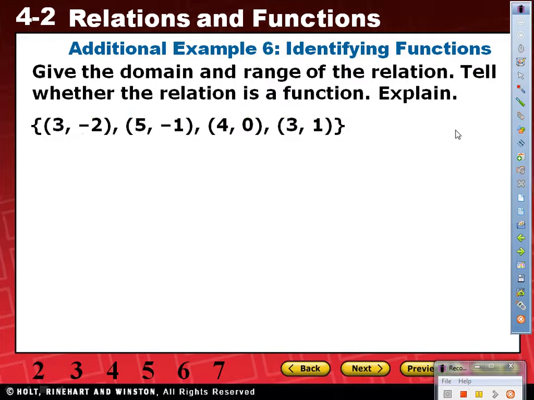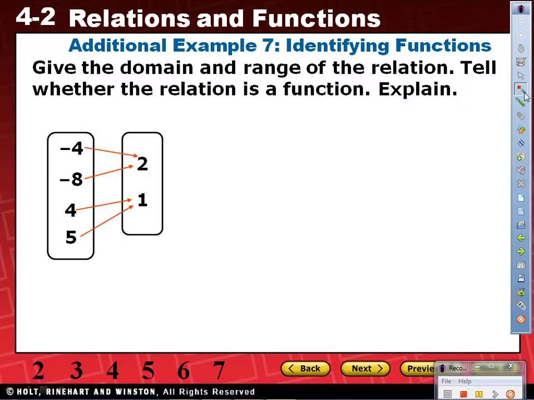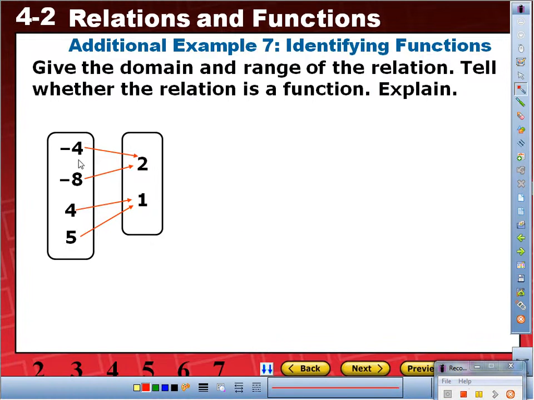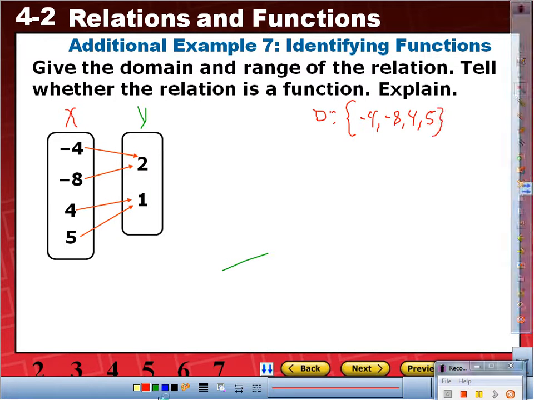Okay, let's go to the next one. Copy this next one, please. This is the x column. This is the y column. And we have -4, -8, 4, and 5. So I'm going to write my domain right away. My domain is -4, -8, 4, and 5. My range is what? 2, 1.